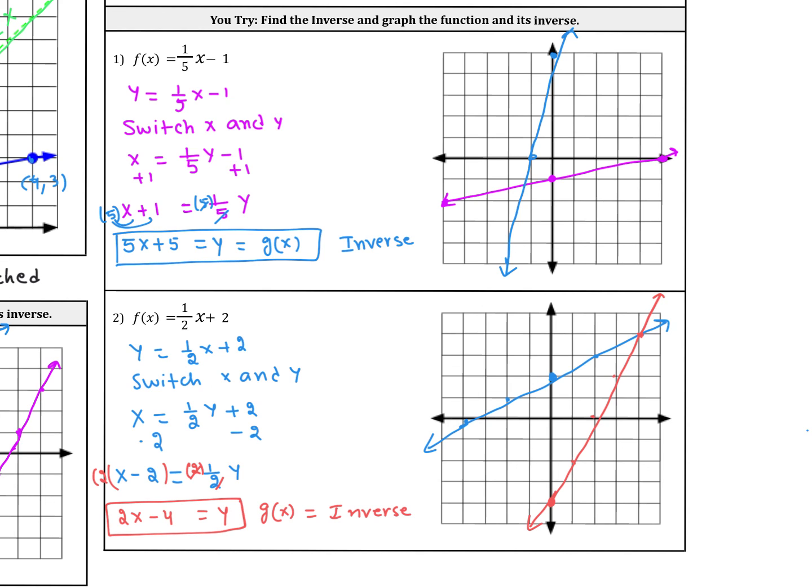To graph f(x), you have 2 as your y-intercept, and you have 1 up over 2, 1 up over 2, and extend the line 1 down over 2. For the inverse function, you have negative 4, up 2 over 1, up 2 over 1, up 2 over 1, and they intersect at this point where y equals x is your line of reflection.